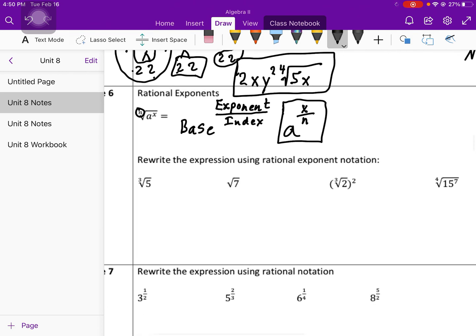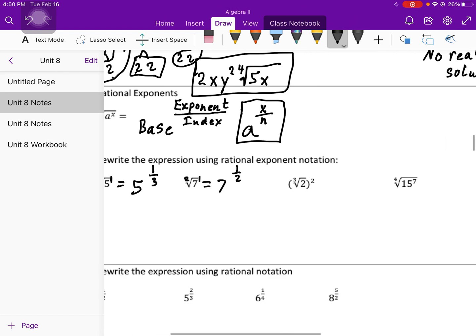So let's just practice this. Rewrite the expression using rational exponent notation. The exponent of 5 right now is just 1 because we don't see anything. So it's going to be 5 to the 1 over the index, which is 3. So 5 to the 1/3 power. And then we have 7, and we don't see it, but it's actually a 2 if it's a square root. This is going to be 7 to the 1/2 power.